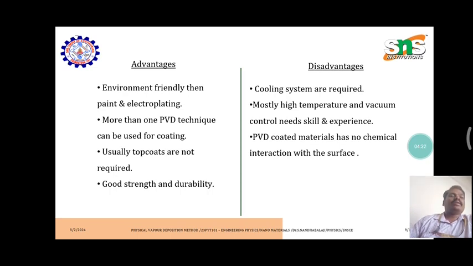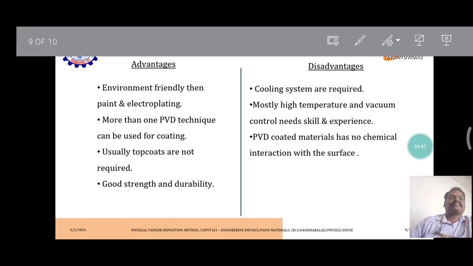Disadvantages: a cooling system is required. Mostly, high temperature and high vacuum control need skill and experience. PVD coating materials have no chemical interaction with the surface.